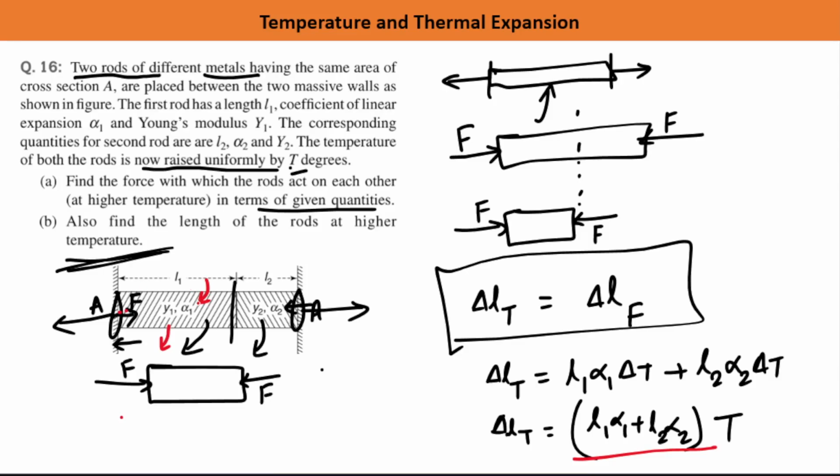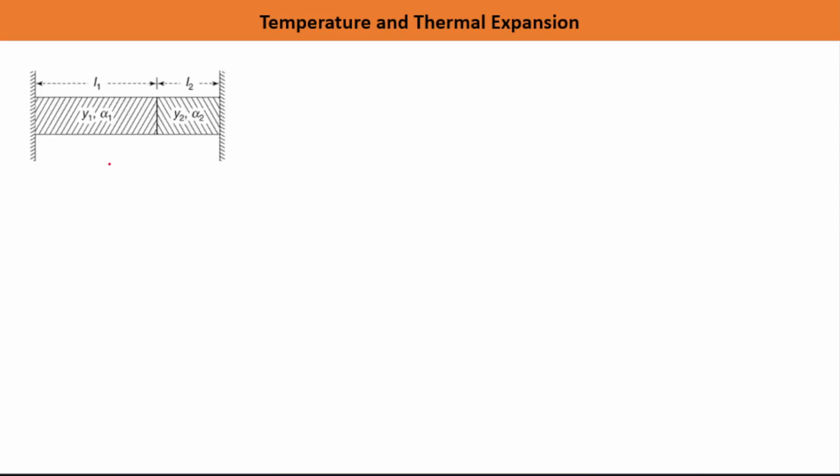If you talk about each segment, you can write the change in length. What will you write? So the initial length is L1, and because of temperature, how much will it change? So this is L1 alpha 1 T. Let me write it more clearly. Initially its length is L1, and the change in length because of temperature, delta L1T, is equal to L1 alpha 1 T, right?